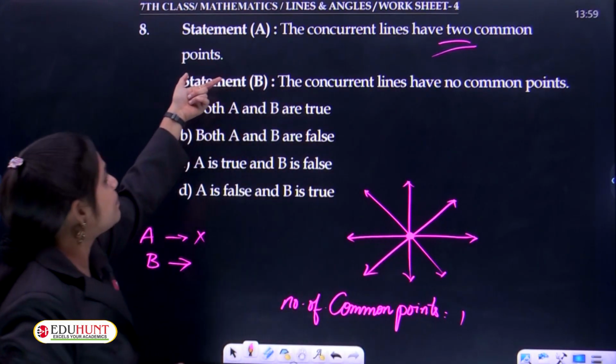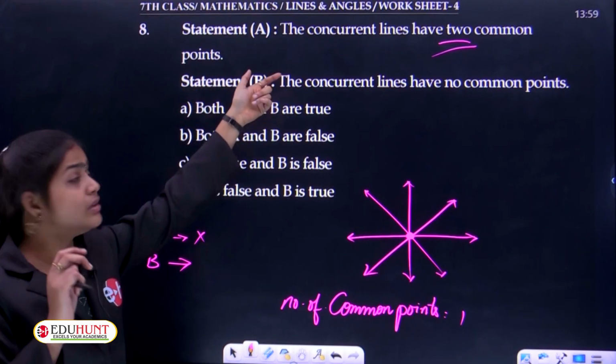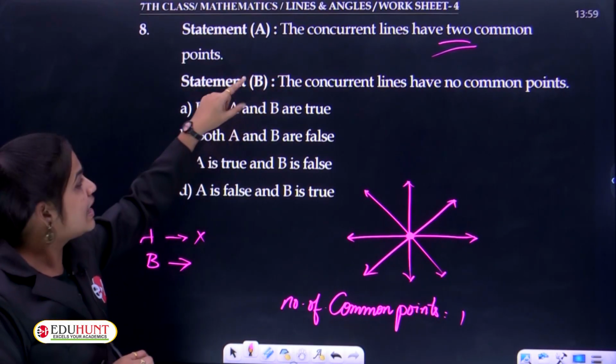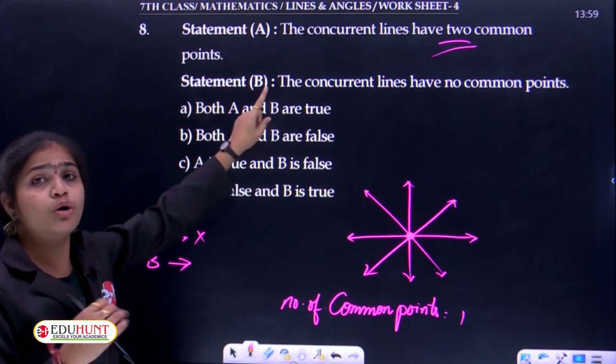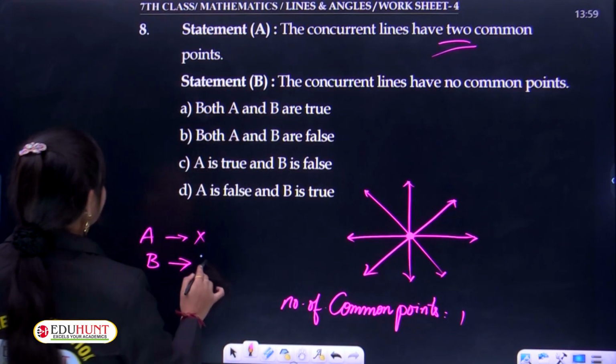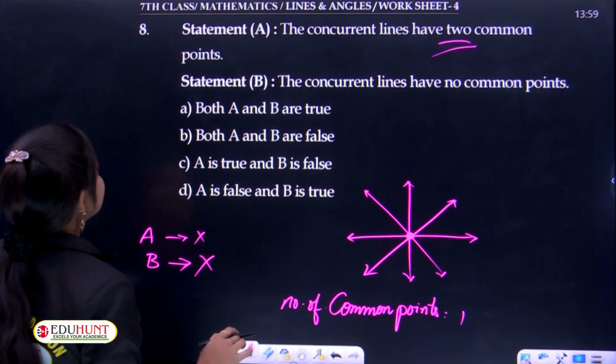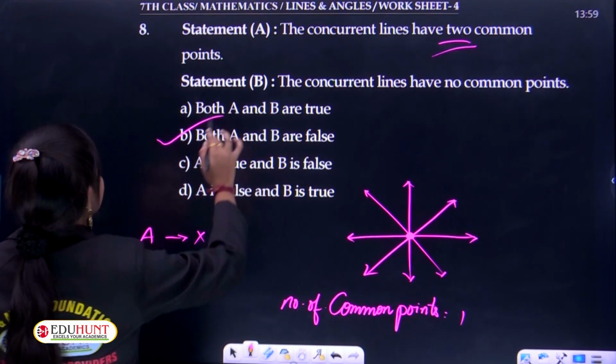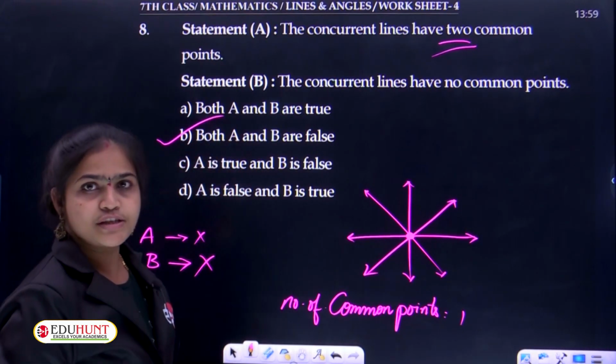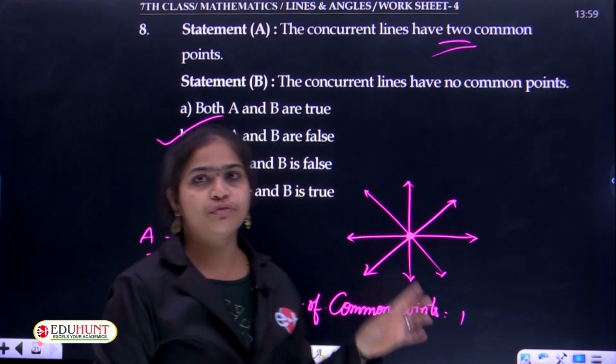But as per that statement, they are saying that only 2 points are there. So that is wrong. Statement B, they are saying no common point. That is also wrong. That's why statements A and B are both false here. Understood, ma? This is about worksheet 4.